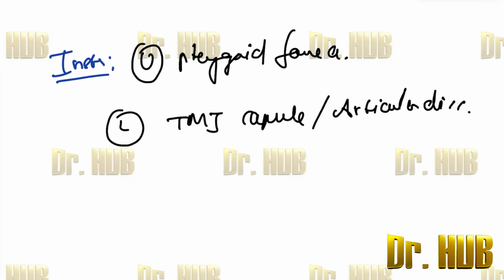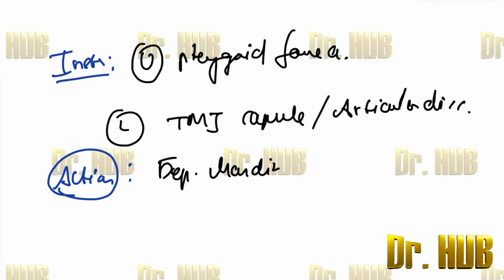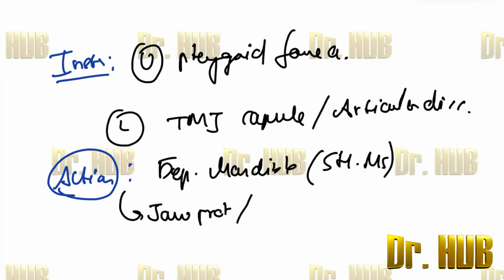Next we move on to the action. So what is present in the action? Action is it depresses the mandible. So this is lateral pterygoid. It depresses the mandible with the suprahyoid muscles. Next is the jaw protrusion, as well as grinding. Grinding refers to the side to side movements.